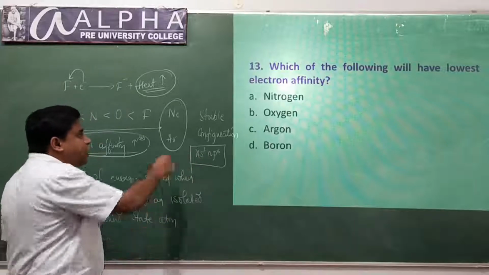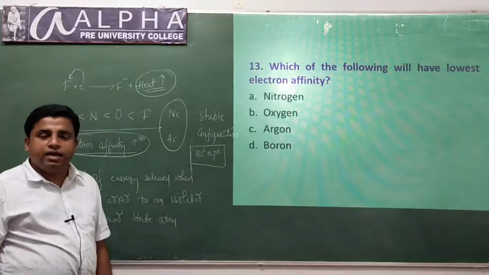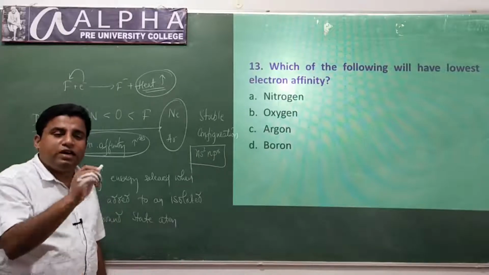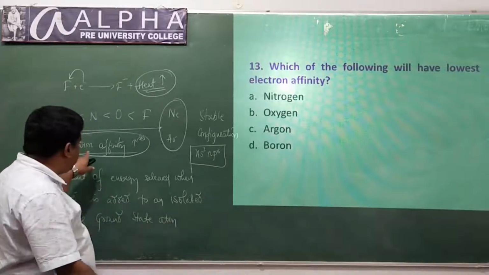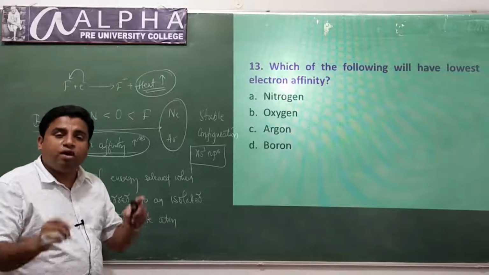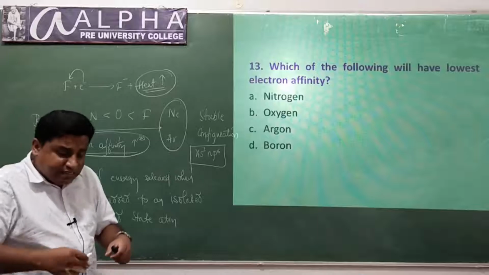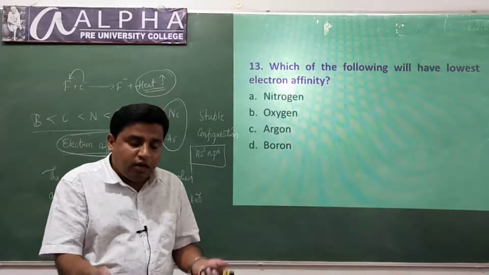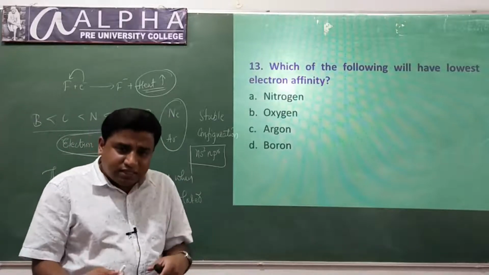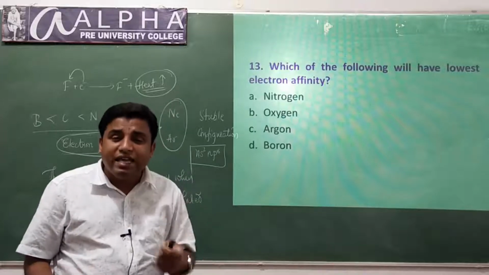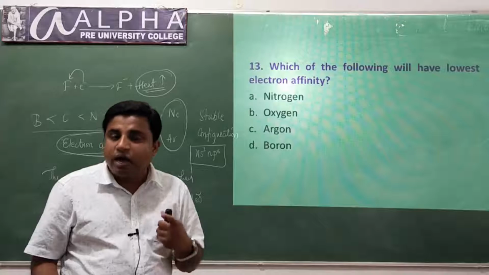That means to say, for these noble gases, it is difficult to add an electron. If it is difficult to add an electron, how about the electron affinity? Electron affinity will be very, very less. If it is easy to add an electron, then electron affinity will be more. If it is difficult to add an electron, then electron affinity is least. I hope it is clear.